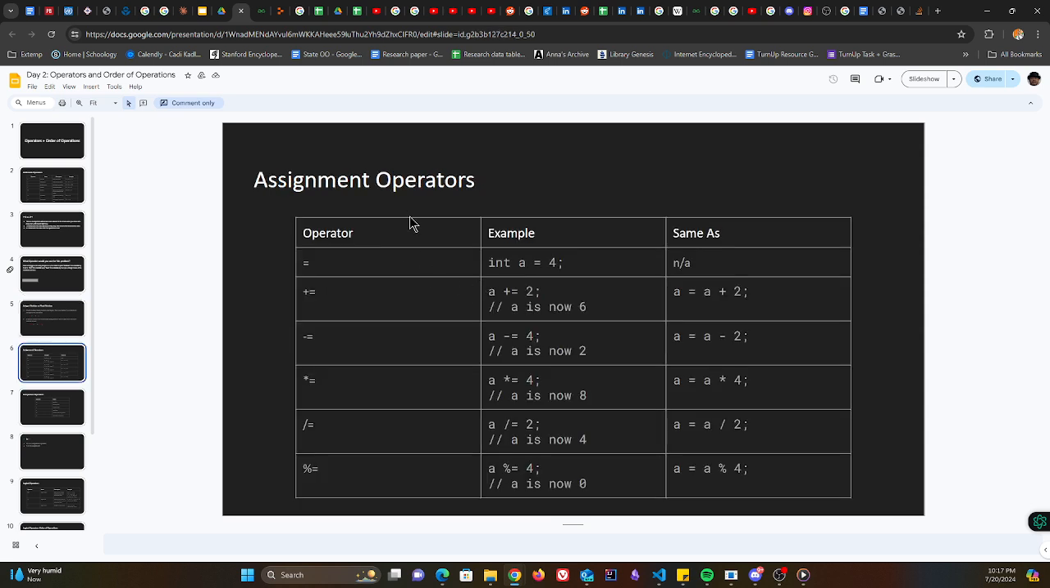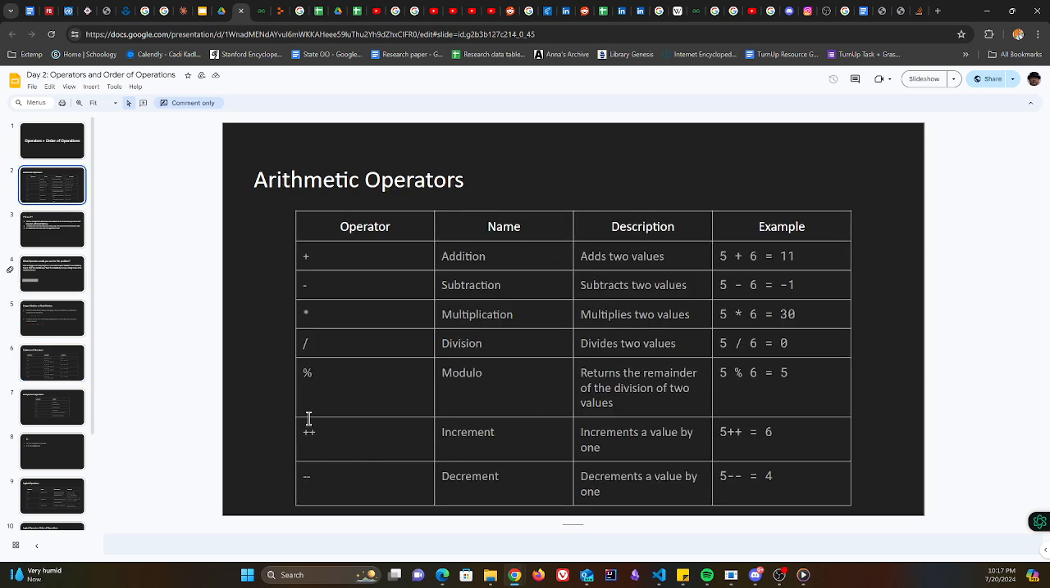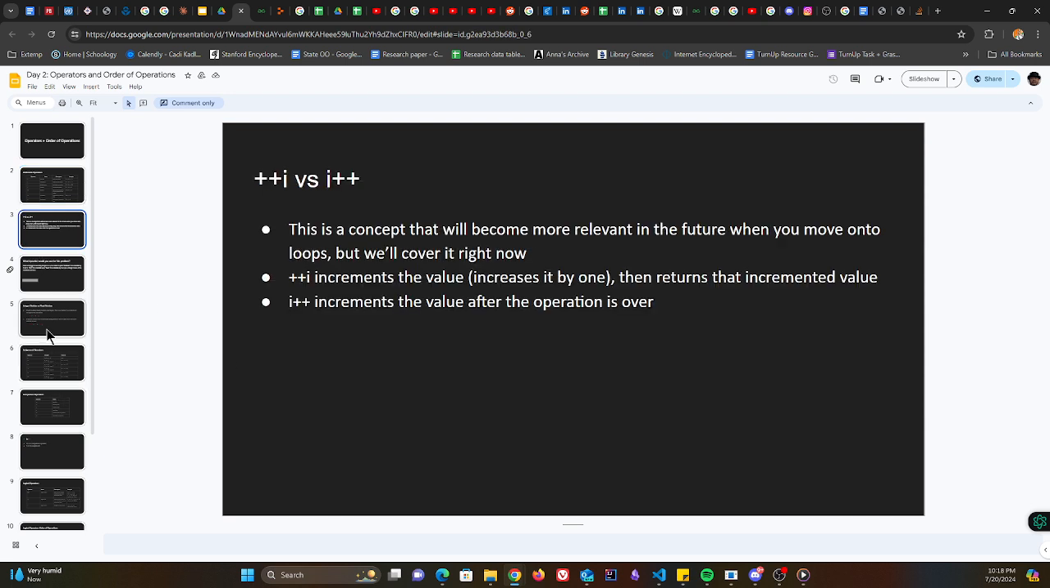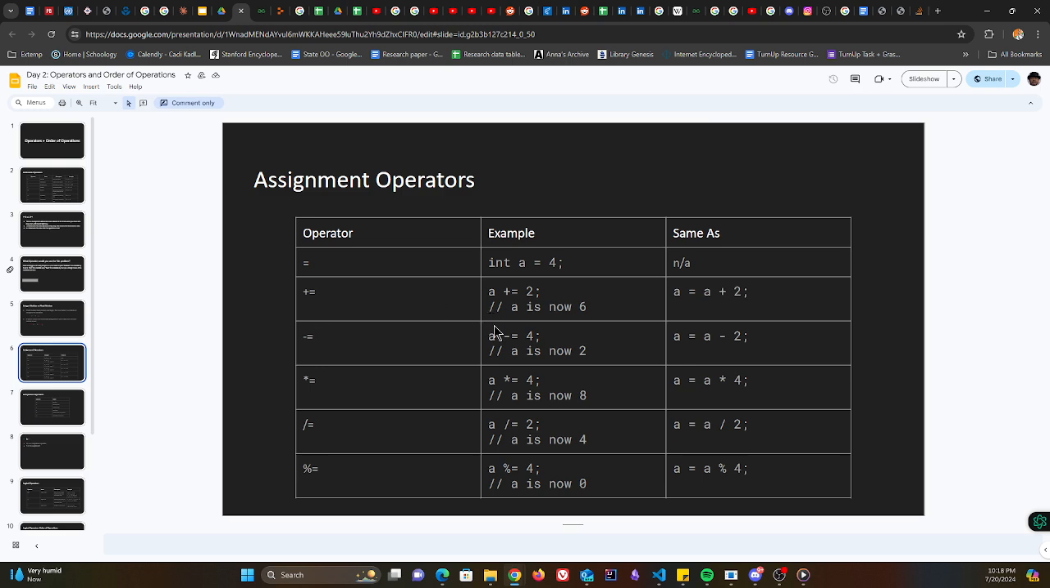And then here we have assignment operators. The equal sign is just assigning a value to a variable. The plus equals sign is basically increasing a by 2. It's basically a equals a plus 2. If you had a plus equals 1, that'd be equal to an increment of a, a plus plus, or plus plus a.